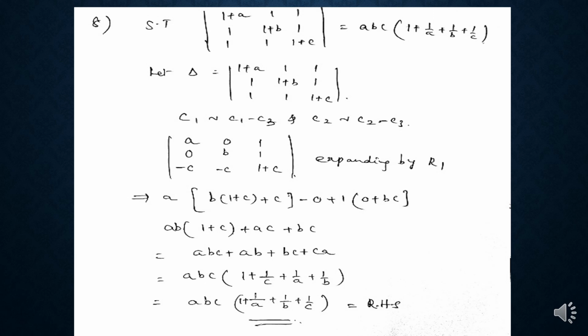Now by taking abc as common from all these terms, we will get abc into 1 plus 1 by c plus 1 by a plus 1 by b. That can be written as abc into 1 plus 1 by a plus 1 by b plus 1 by c. So hence proved.